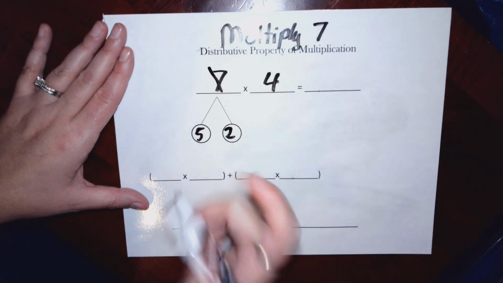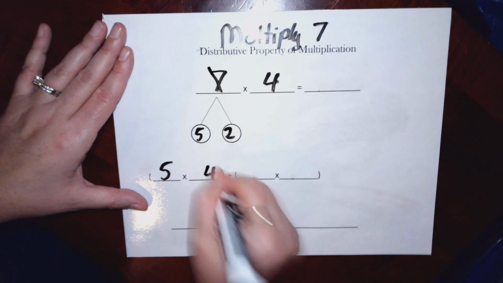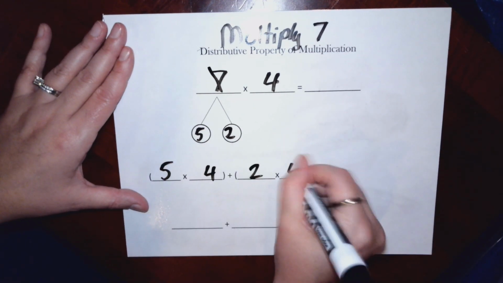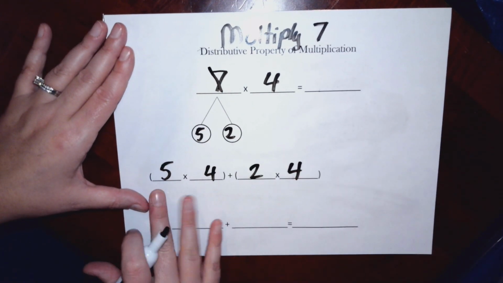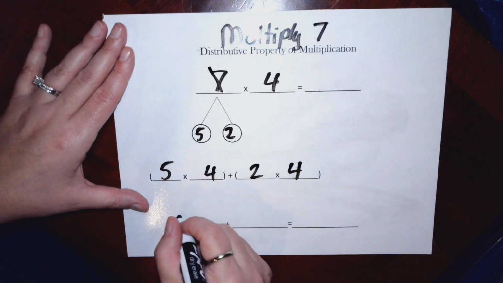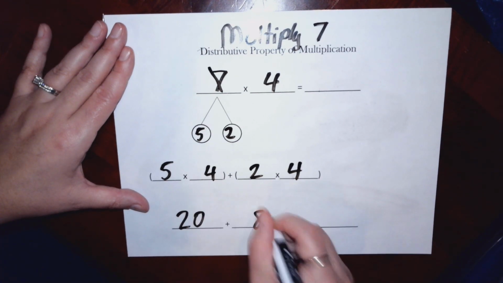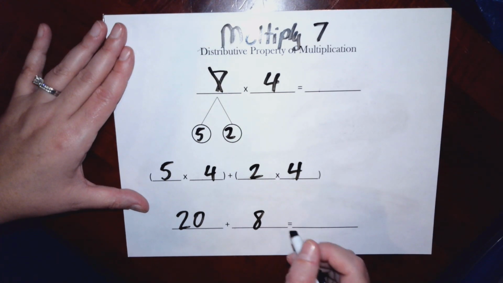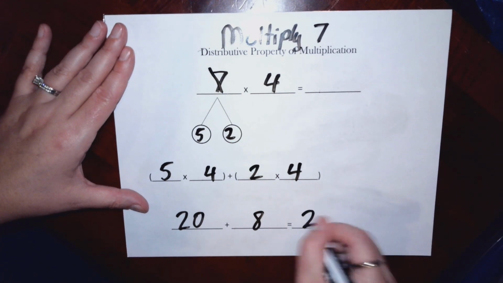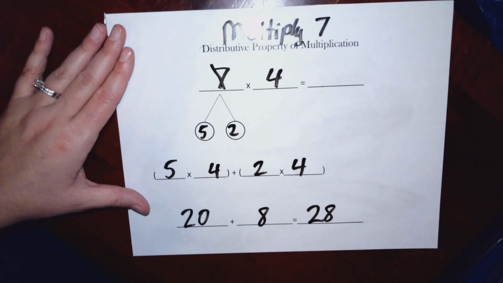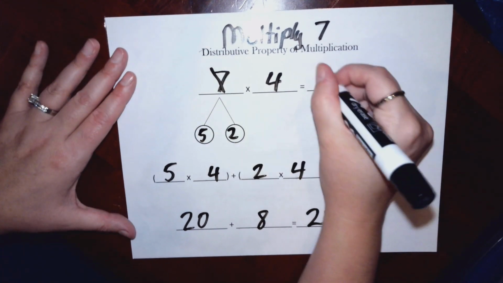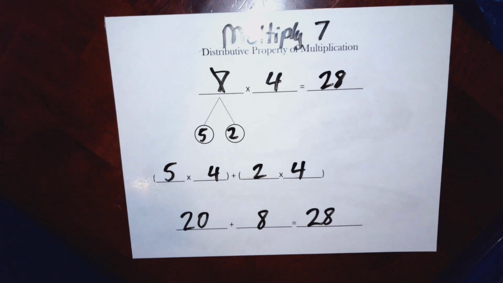I'm going to distribute my problem. 5 times 4, 2 times 4. 5 4s or 4 5s gives me 20. 2 4s gives me 8. 20 and 8 makes 28. And let me put that up here. Okay, so that's how we use the distributive property to help us multiply by 7.